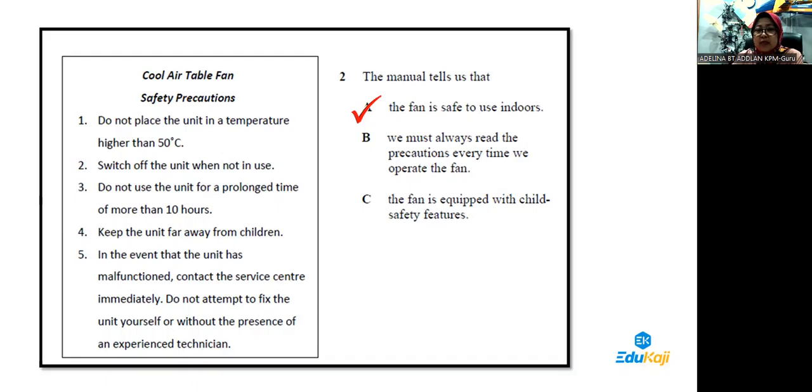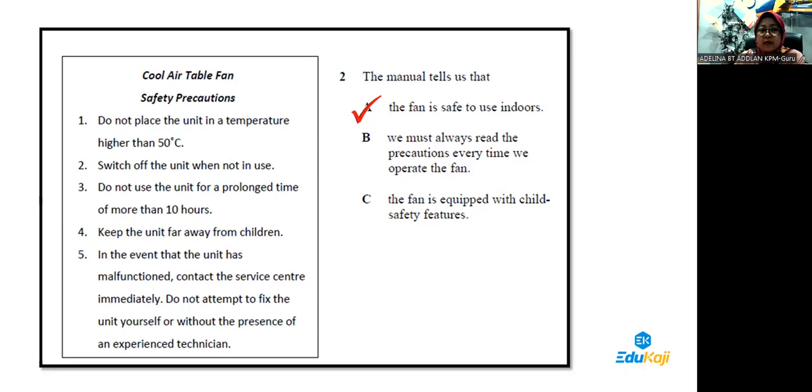Does it mention anything about outdoors? No. Okay, let's read first. B, we must always read the precaution every time we operate the fan. Does it mention that we need to read? No, it doesn't mention. This is just a precaution. Sometimes we just read it once, not all the time.